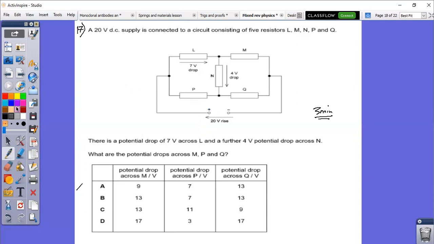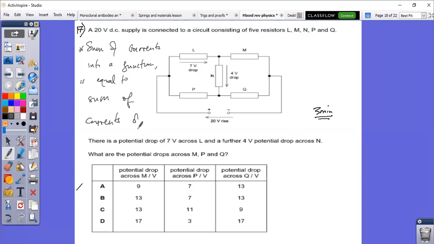Now please note, what's Kirchhoff's first law state? The sum of currents into a junction is equal to the sum of currents out. Correct. That's the first law.